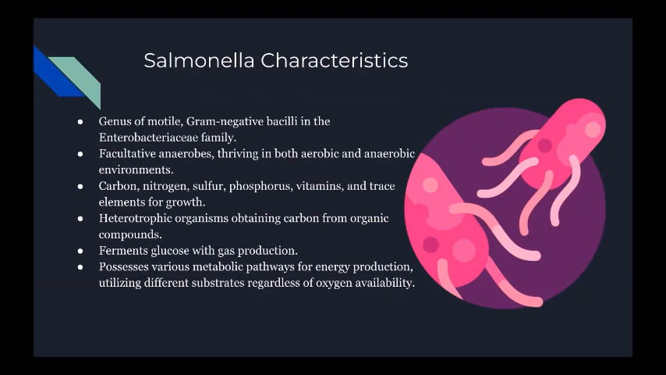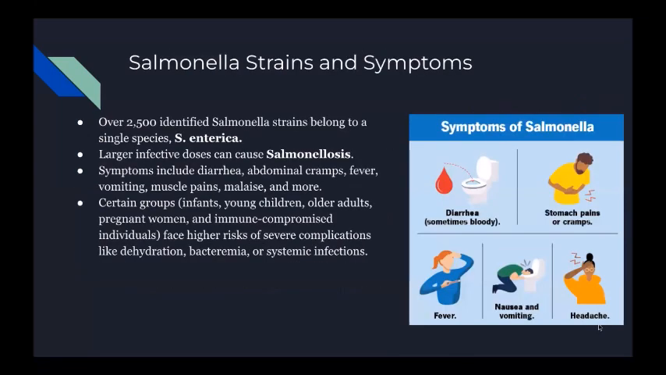Regarding metabolism, Salmonella possesses various metabolic pathways, enabling it to utilize different substrates for energy production and growth. It can perform oxidative phosphorylation and utilize aerobic and anaerobic respiration to generate energy. Despite there being more than 2,500 identified Salmonella strains, they all belong to a single species, Salmonella enterica.